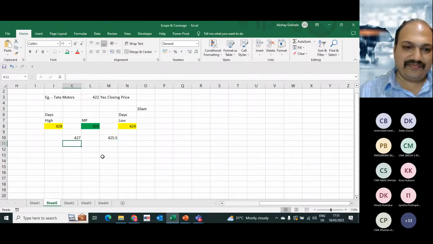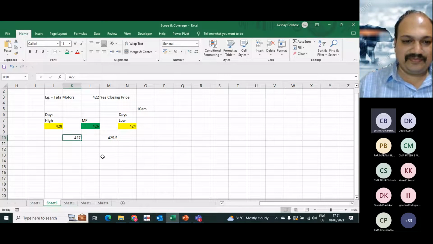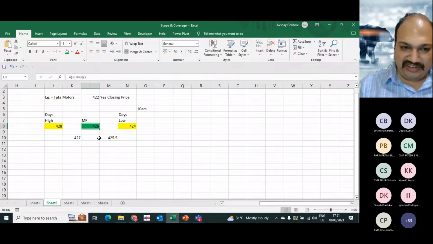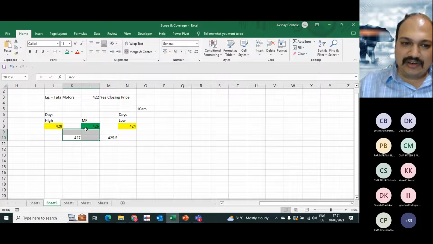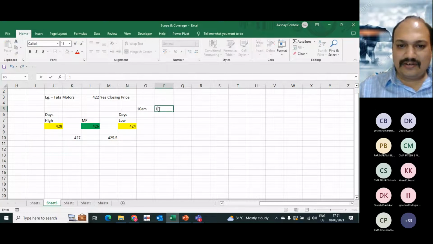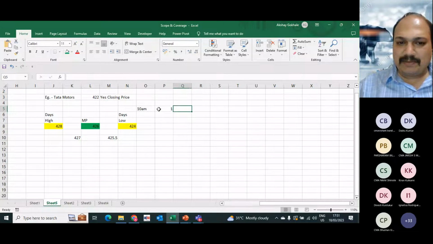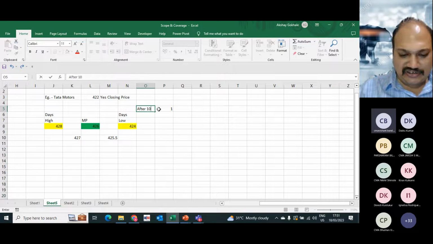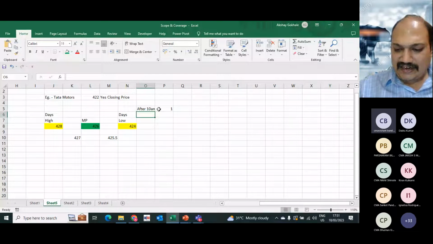So when can we buy? All right, so what is your maximum loss? 427 and 426 means 1 rupee, right? So that is your maximum loss, whereas your maximum gain can be anything. And the first condition is you have to apply the midpoint after 10 a.m. So this is our first condition.